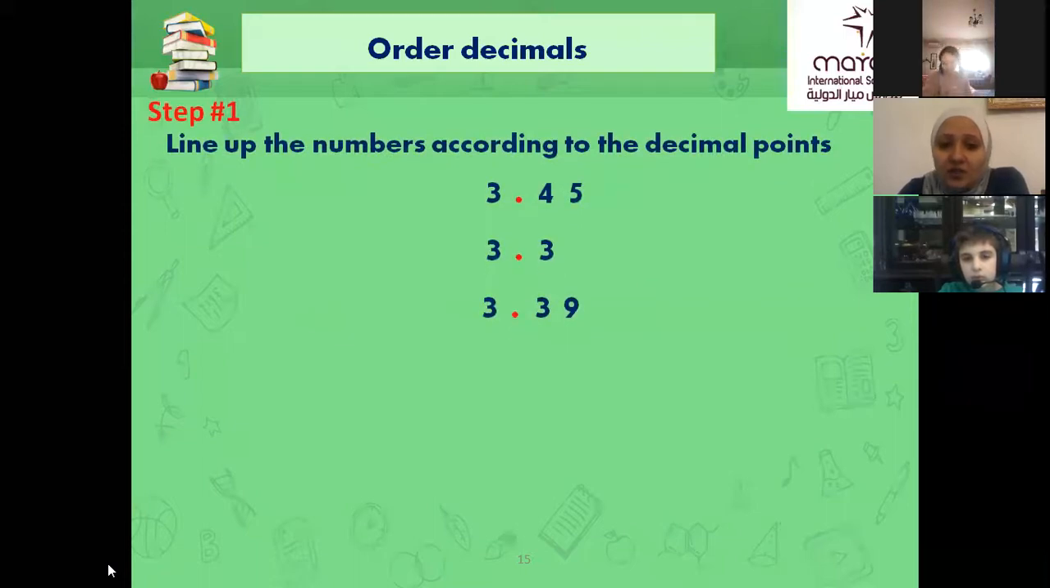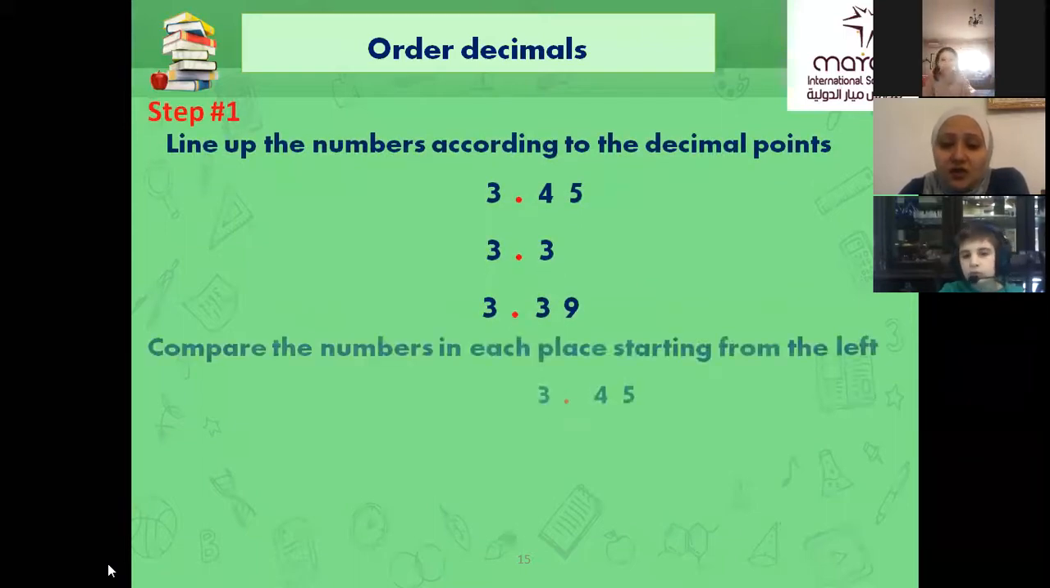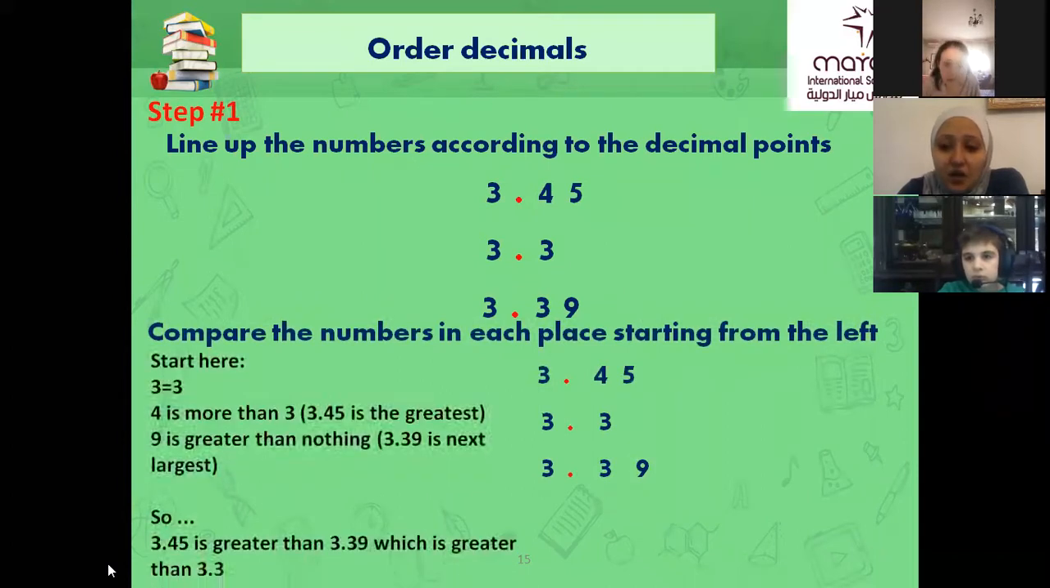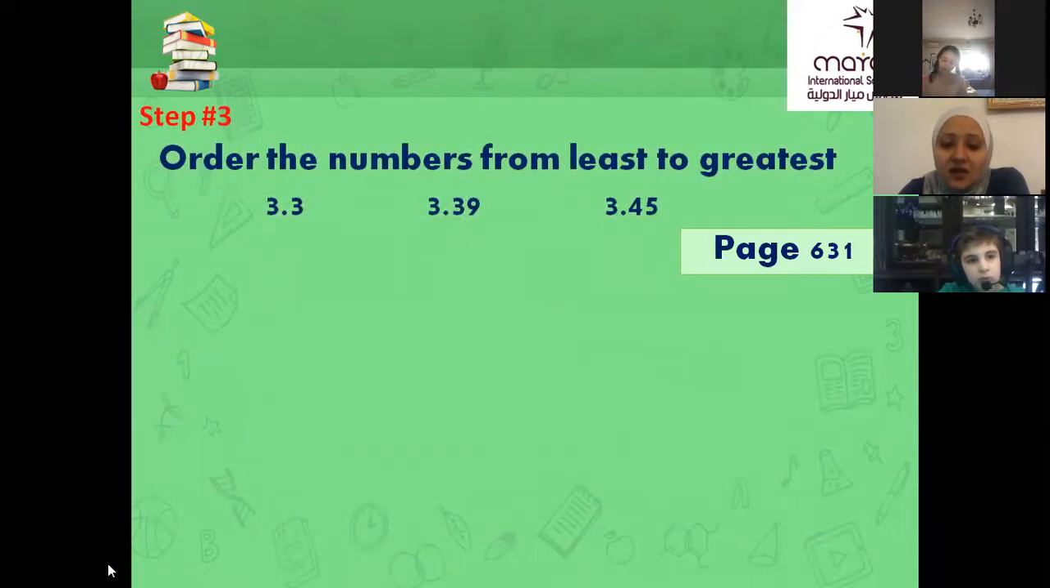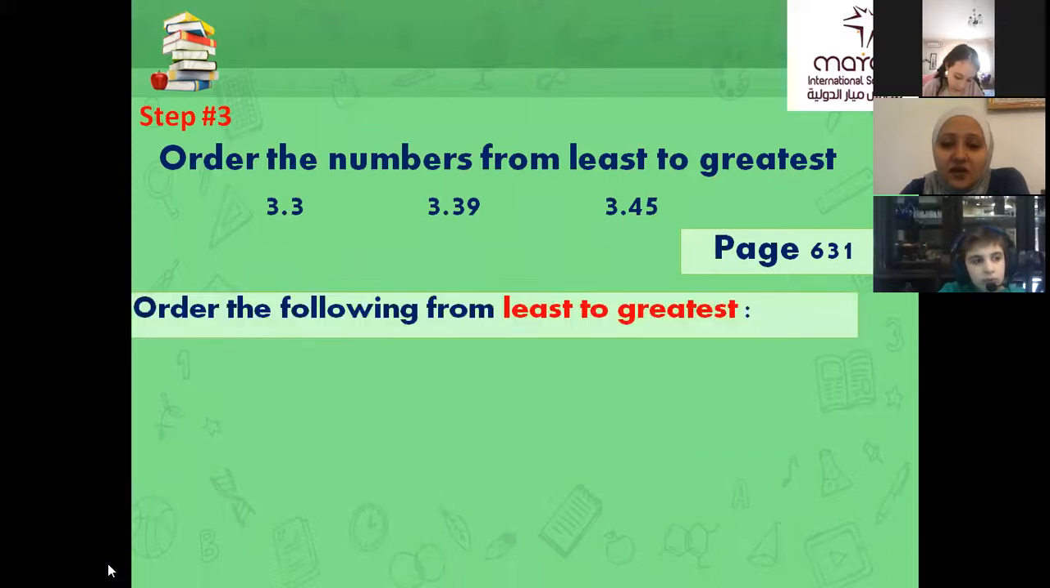Now to order, we follow the same steps. We line up the numbers according to the decimal point, then we start comparing from the left. Always remember, we start comparing from the left. So as you see here, 3 and 45 hundredths is the biggest. Then we compare 3 and 3 tenths with 3 and 39 hundredths. So the order from least to greatest will be 3 and 3 tenths, 3 and 39 hundredths, 3 and 45 hundredths.